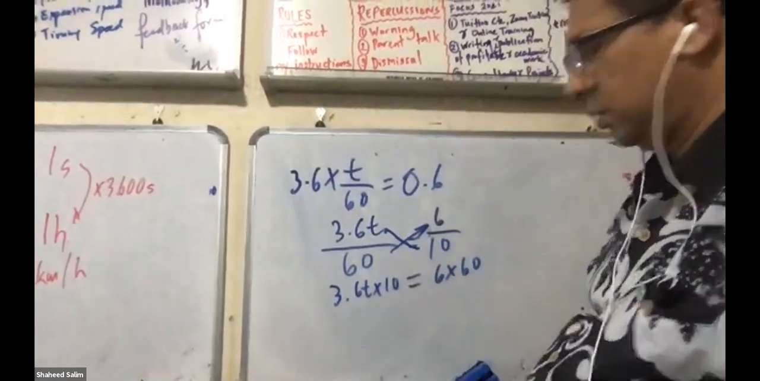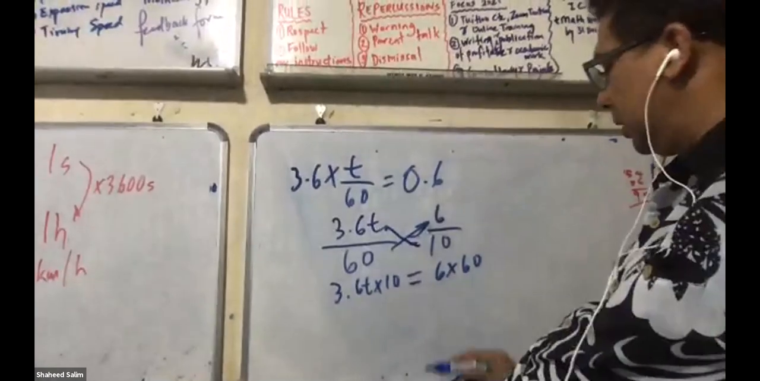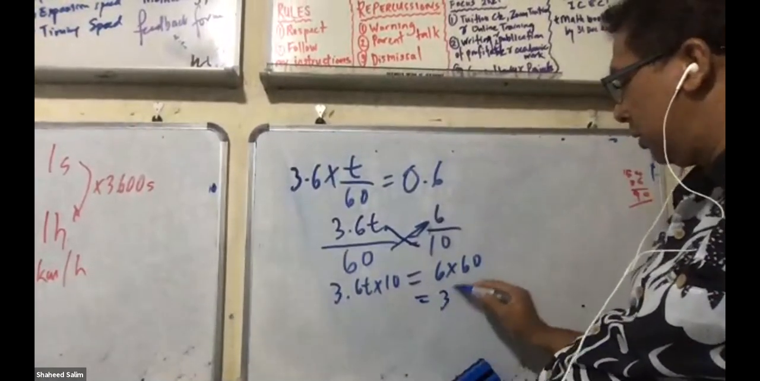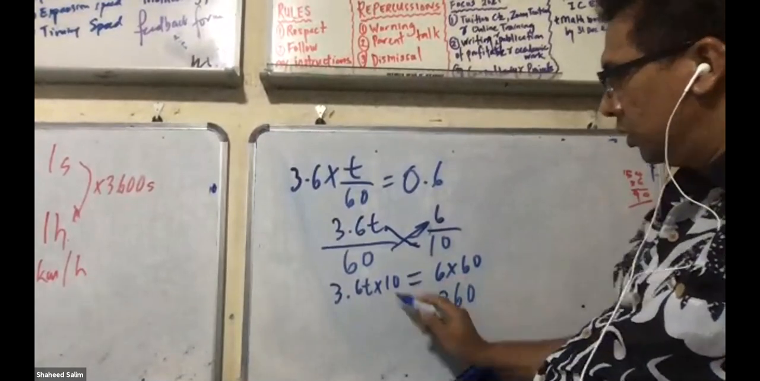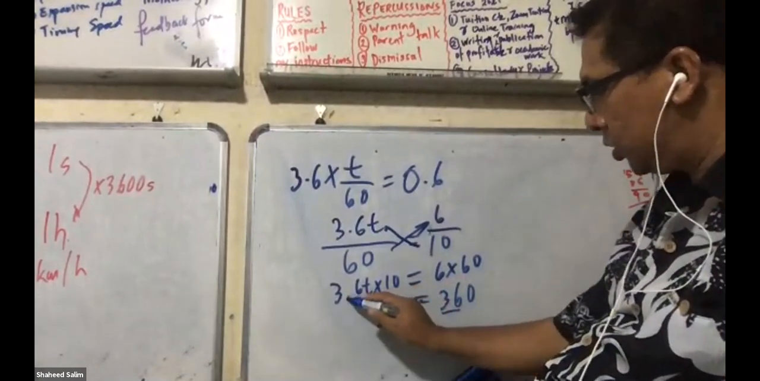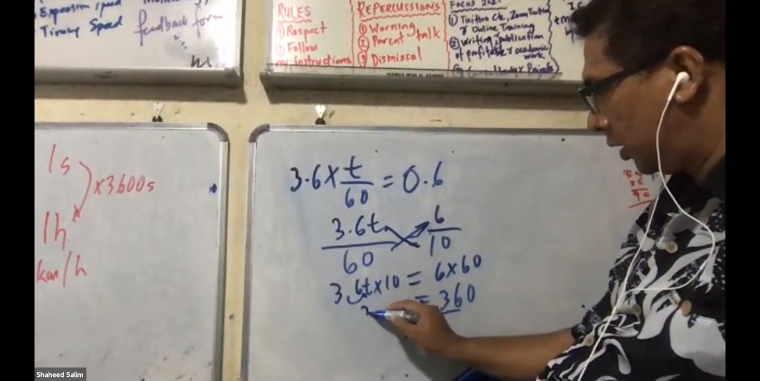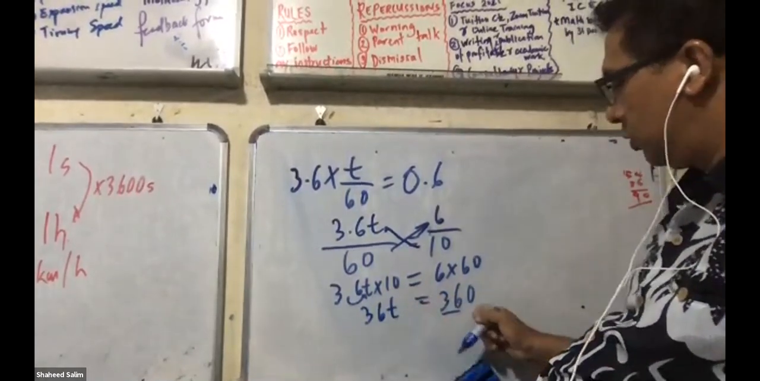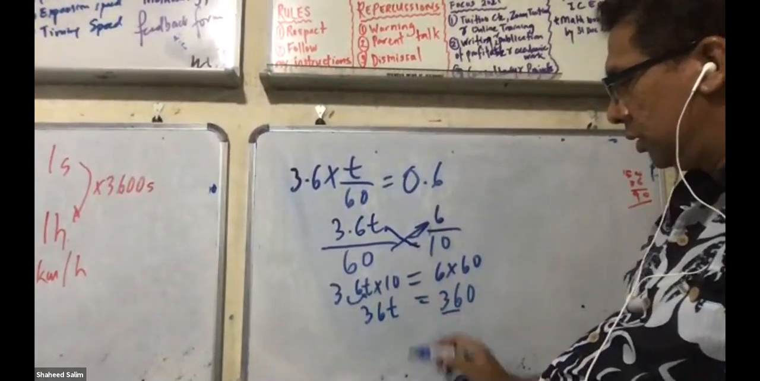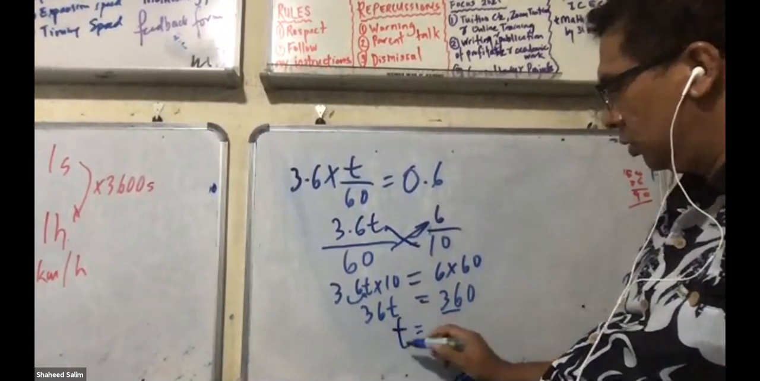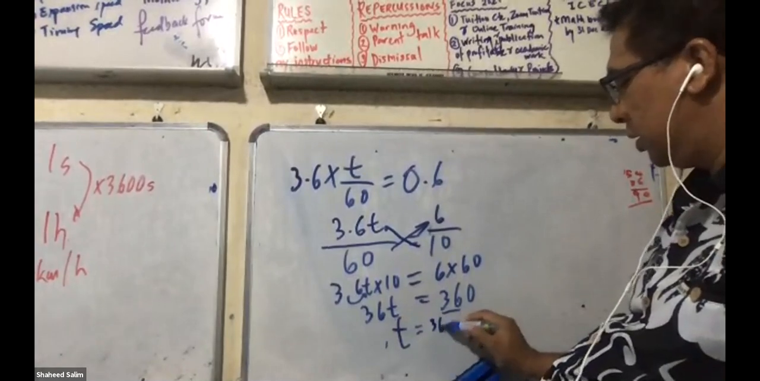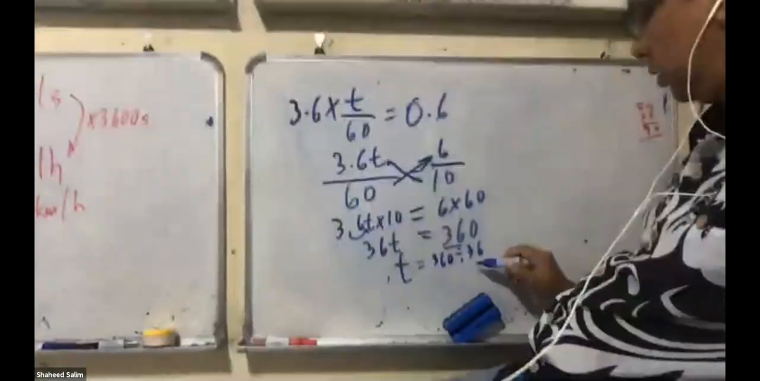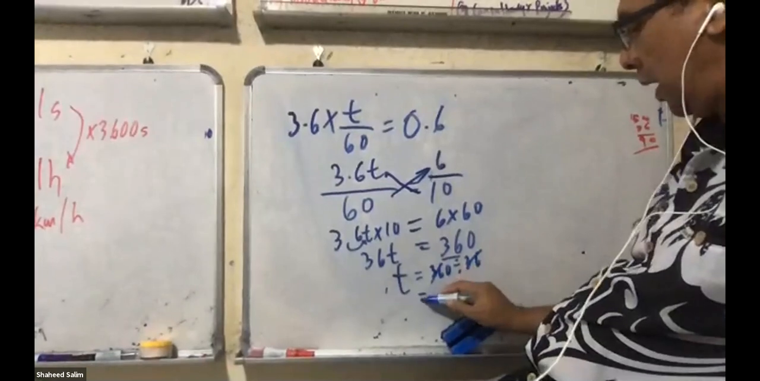This part is a little bit complex. So 6 times 60 is 360: 6 times 6 is 36, add a 0. 3.6T times 10, shift the decimal by 1. Get 36T equals 360. So T equals 10. You divide both sides by 36. 360 divided by 36, you get 10.